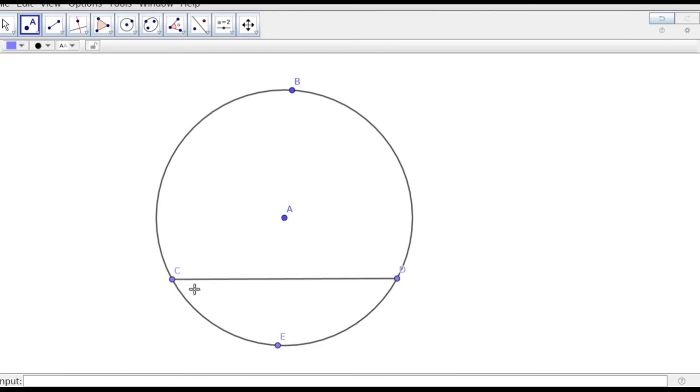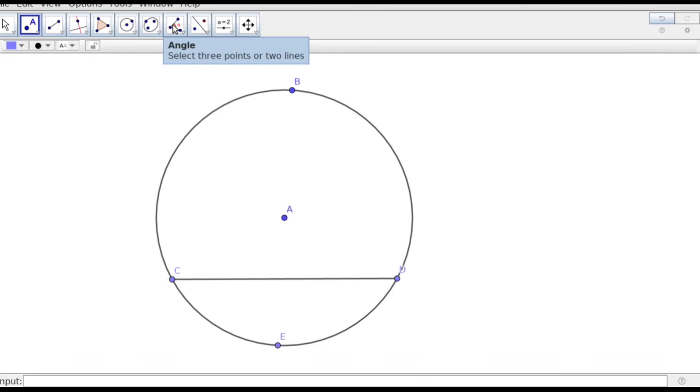Here you can see a circle, and A is the center of the circle, and CD is a chord. CD is a chord that is not a diameter of the circle. Okay, CD is simply a chord. If we join the ends of this chord to a point on the circle, here you can see a point above the chord and one point below the chord. I am going to join the ends of the chord to these 2 points.